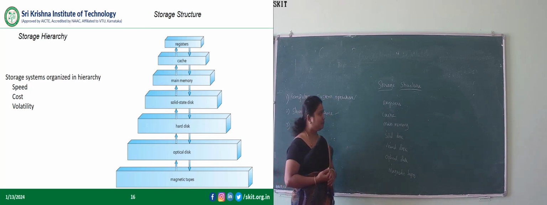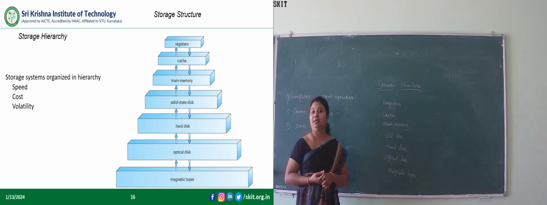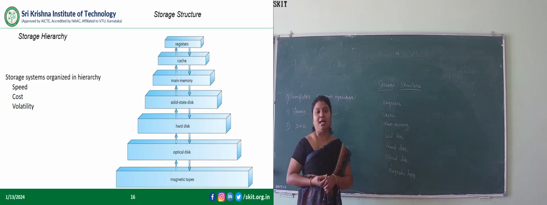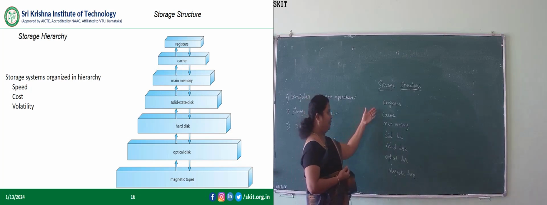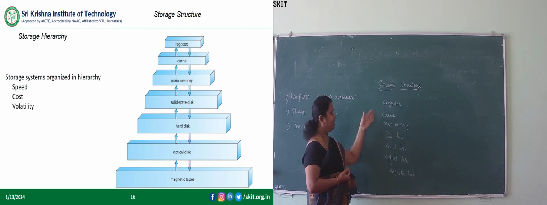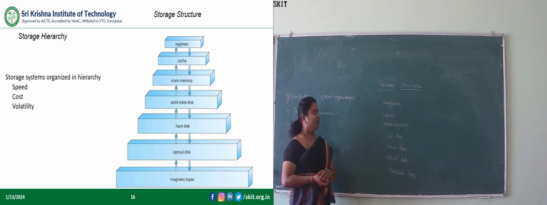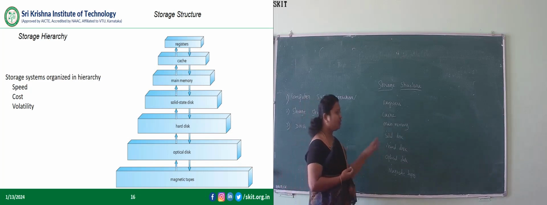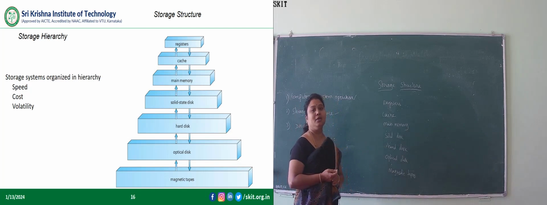It is hierarchically arranged based on three things: the speed of the device, the cost of the device and the volatility of the device. First, you see the storage devices are organized in this manner: first the registers, then cache memory, then main memory, solid disk, hard disk, optical disk and magnetic tapes. These are the storage devices we are using for computer systems. First, we will see according to the speed.